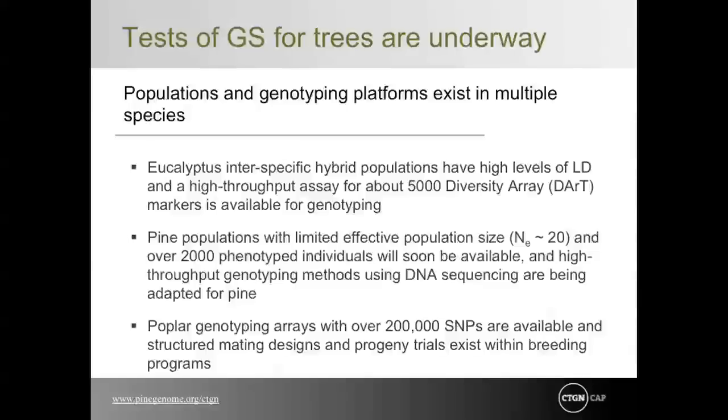These elements are available for some forest tree species, and research and development efforts are underway to explore the power of genomic selection for tree breeding using the available tools. Our tool is expected to be available very soon.